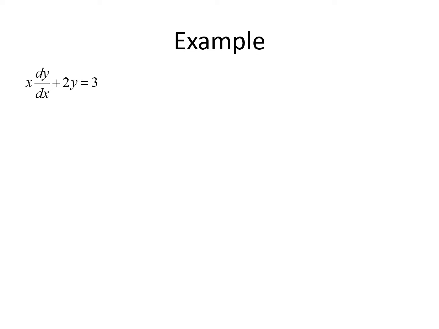So the first step to solving a first-order linear ODE is to put it in standard form. So we're going to divide everything here by x. So that's going to give us dy/dx plus 2 over x times y equals 3 over x.